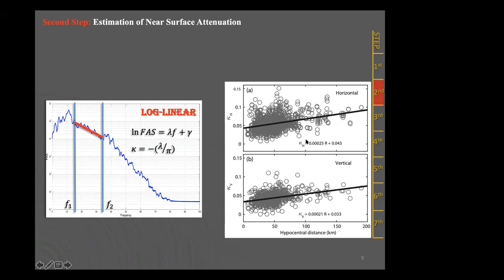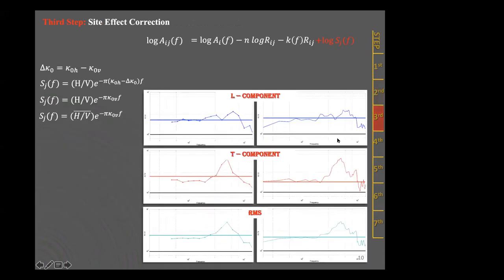So we saw that it turns out that this kappa zero of vertical is quite smaller than horizontal. And so we were introducing this one again. So this is the source term of earthquake I as a function of frequency. And this is the geometrical spreading. And Rij is the distance between earthquake I and station J. And this is anelastic attenuation. The red part here is the site effect at the station J.